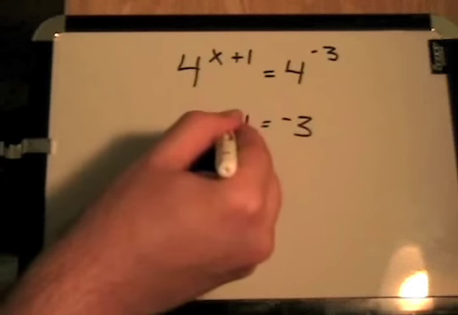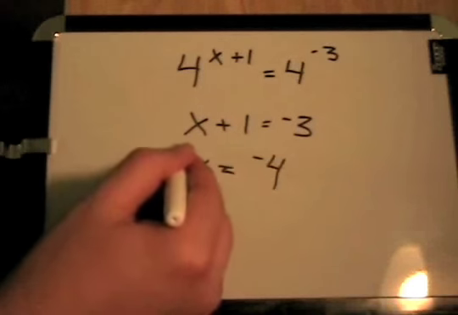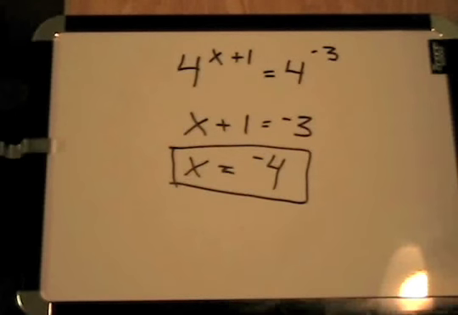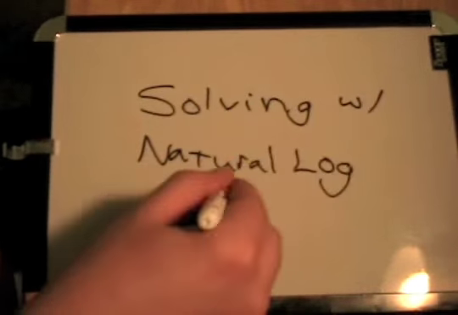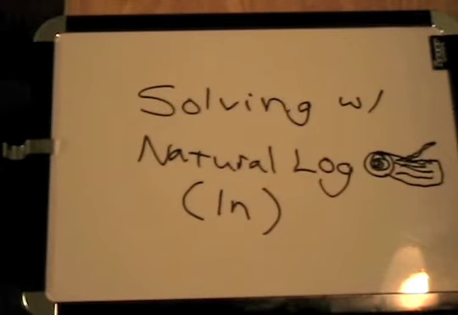We can now use the equation x plus 1 equals negative 3. All we have to do is subtract 1 from each side, and we get our answer of x equals negative 4. The last way we can solve exponential functions is using the natural logarithm, also called natural log, or ln.